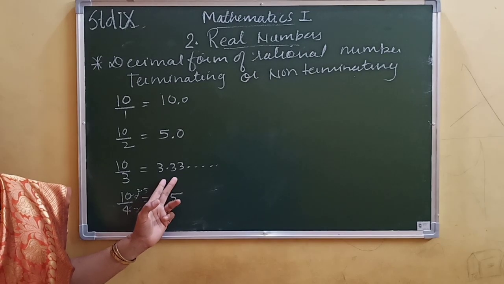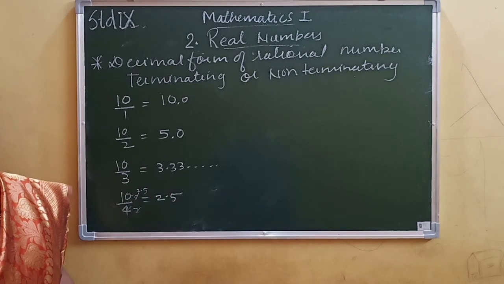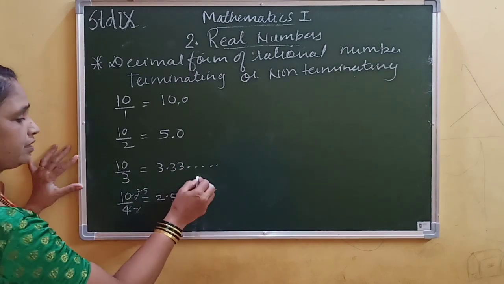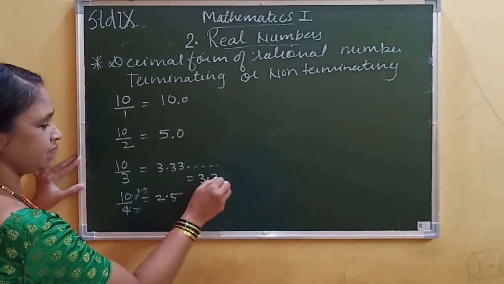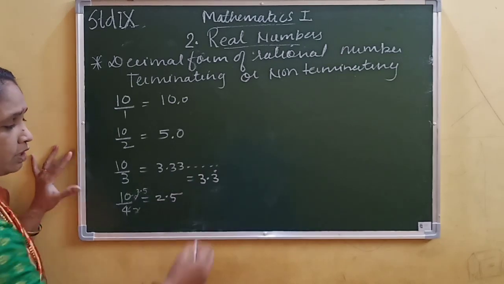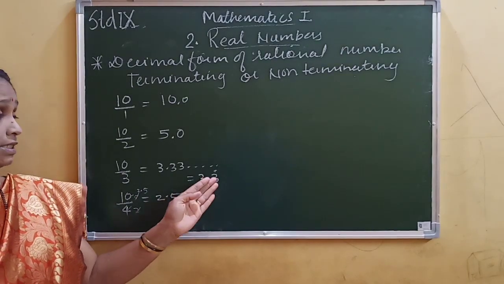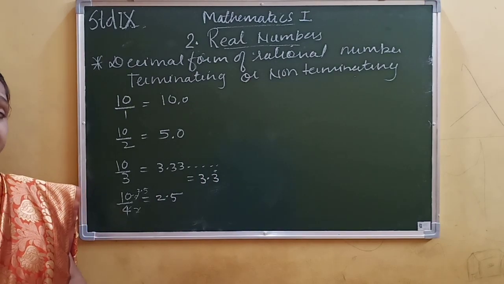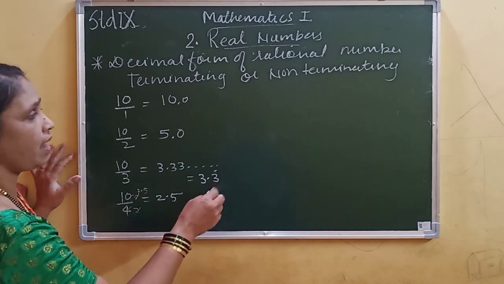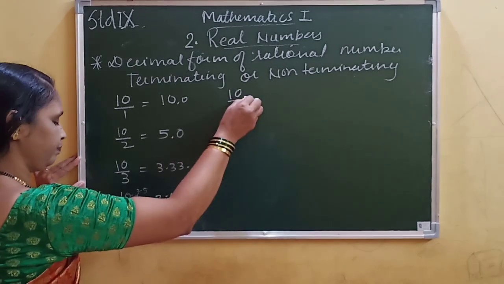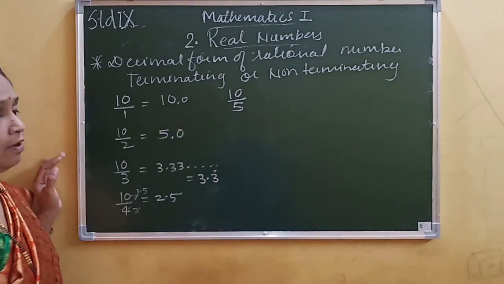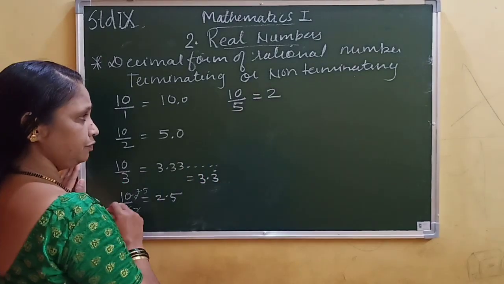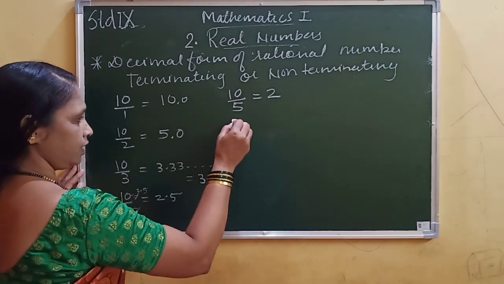Okay. Non-terminating recurring. Recurring means what? Now here 3 is recurring. Means how we can write this? This we can write in this way also. Now here the dot, what does the dot indicate? This digit is repeating. One digit is repeating. If two numbers are repeating, we have to write the bar. That I will show you ahead. Now if I divide by 5, then the division is 2.